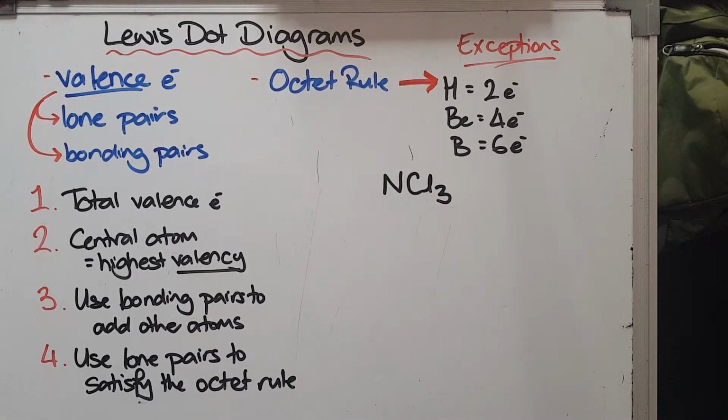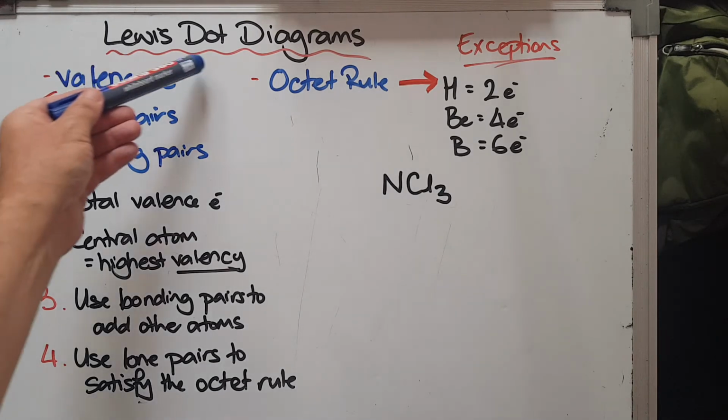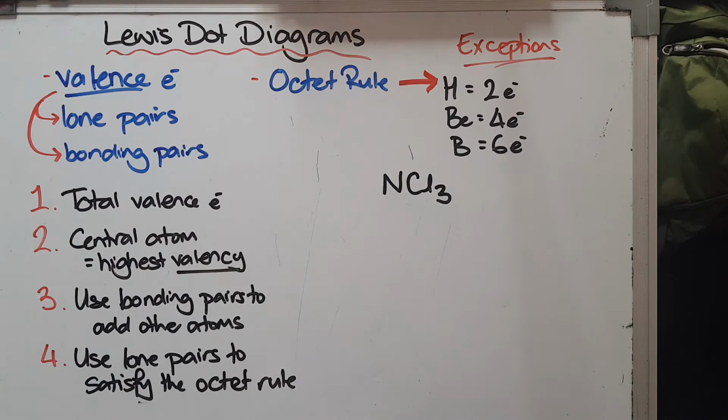So the first thing I always do is I think about what the purpose of a Lewis dot diagram is, and that's to show the bonding electrons and the lone pairs, because that will help me understand shape and therefore polarity. So that's why I'm doing it. So the key thing is that a Lewis dot diagram is only looking at valence electrons, the outside electrons, the outermost electrons, the ones involved in bonding.